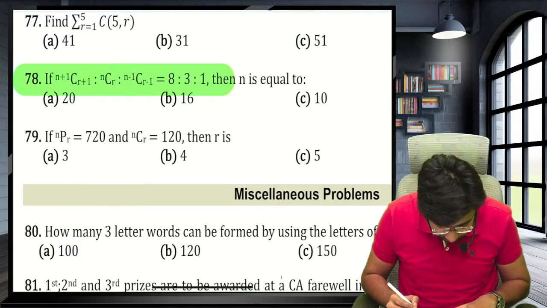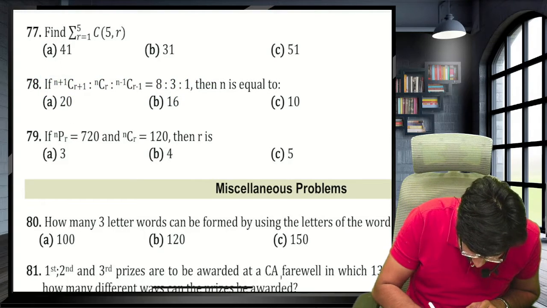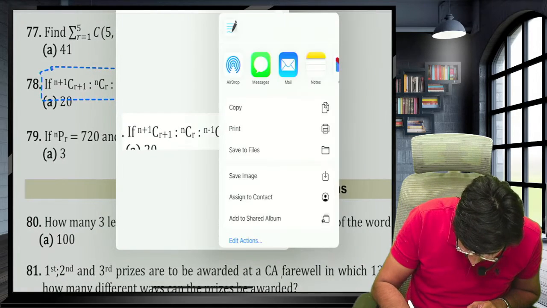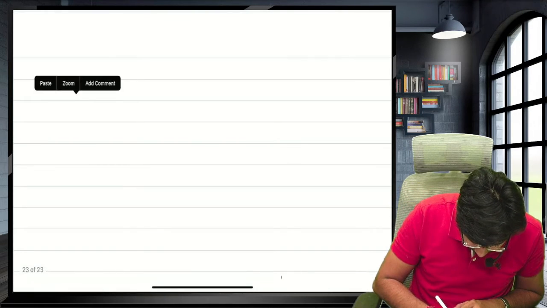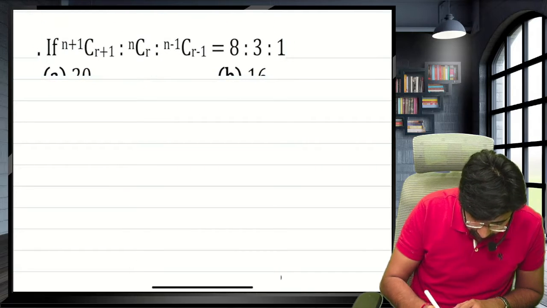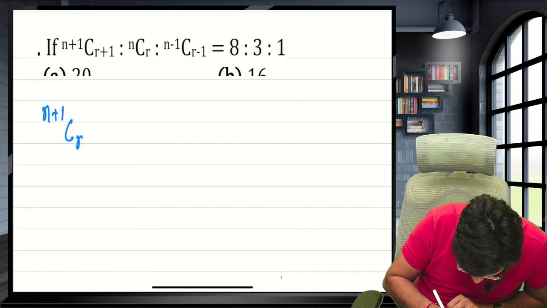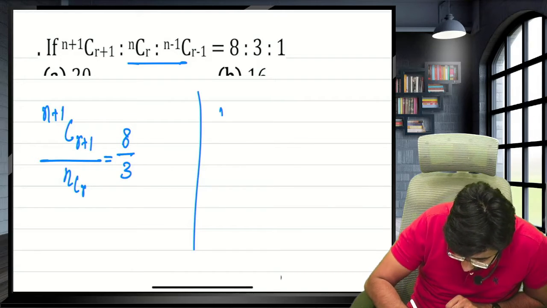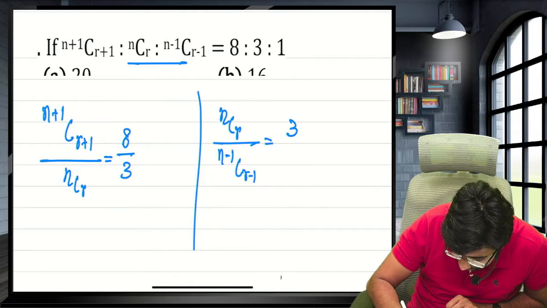Guys, now let's solve this question, question number 78. See guys, what they have given you: n plus 1 C R plus 1 upon NCR is equal to 8 by 3. And one more thing they have given, NCR upon n minus 1 C R minus 1 is 3 by 1.